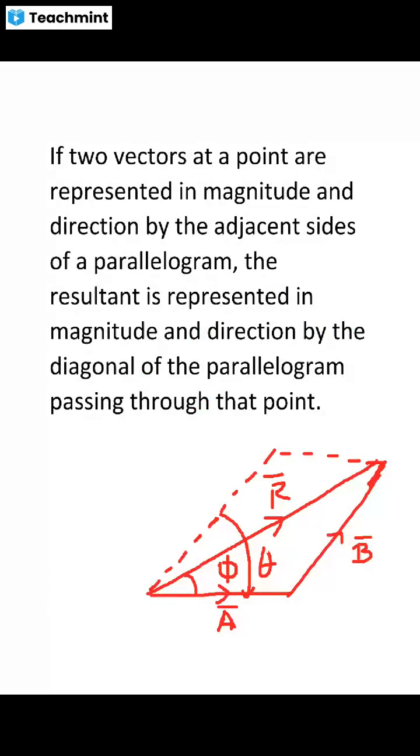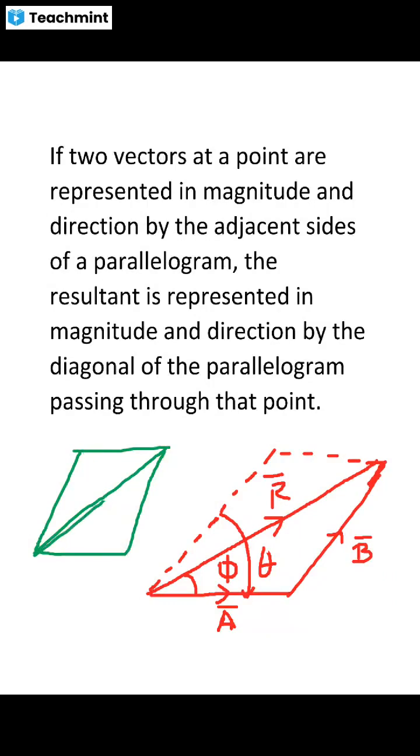Now we want to look at the parallelogram law. The parallelogram law says that if two vectors at a point are represented in magnitude and direction by the adjacent sides of a parallelogram, the resultant is represented in magnitude and direction by the diagonal of the parallelogram drawn from the common point. We can say drawn from the common point, or passing through that point. Now, we know that this is a parallelogram. In a parallelogram, we have two diagonals. This is a diagonal, and there's still another diagonal like this. Let me erase the second diagonal.